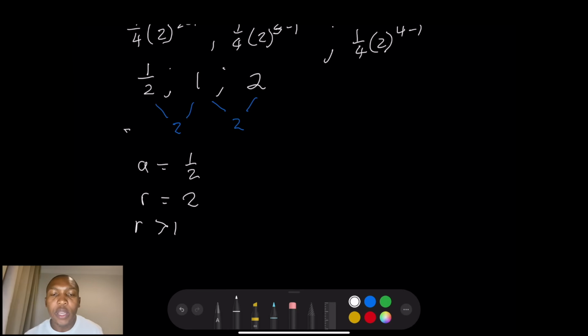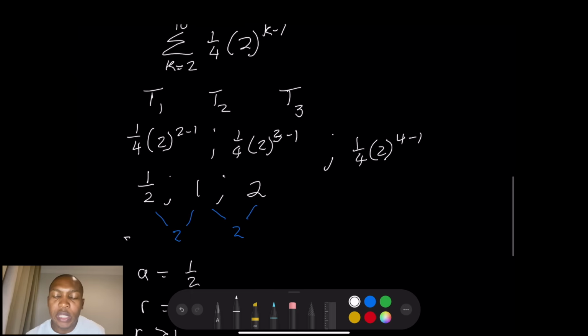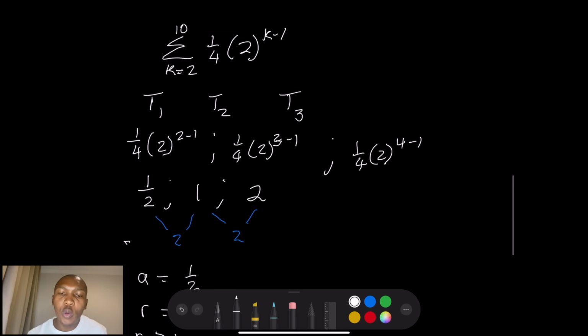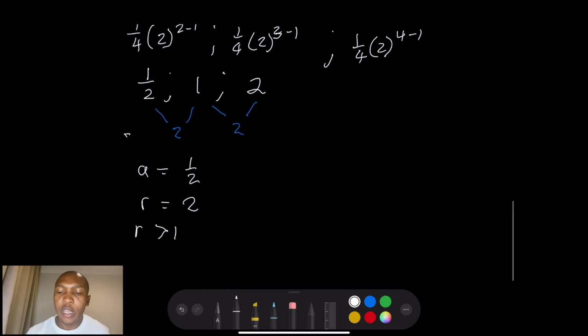So now we're looking for the sum. Now, please note, we are taking from 2 till 10. Okay, so how many terms is that? That will be 9 terms, right? So it means that we're going to say S9.